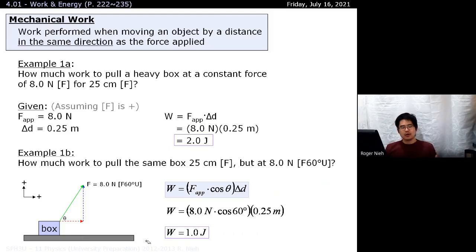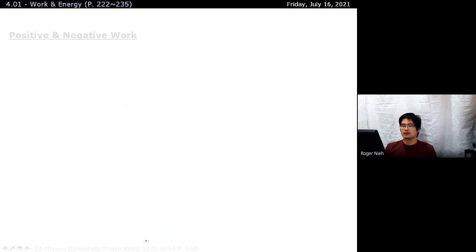Now, even though it's a scalar quantity, there is such a thing as negative work. And that's what the next slide is talking about. Even though work is a scalar quantity, there is a difference between positive work and negative work.